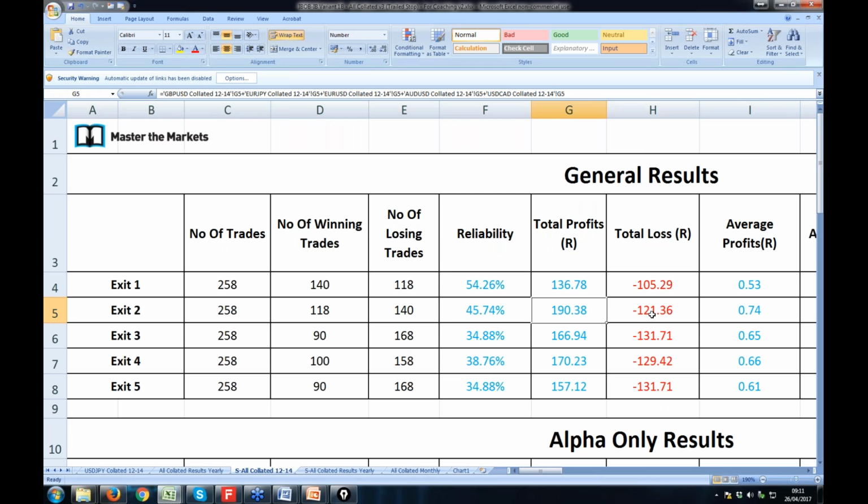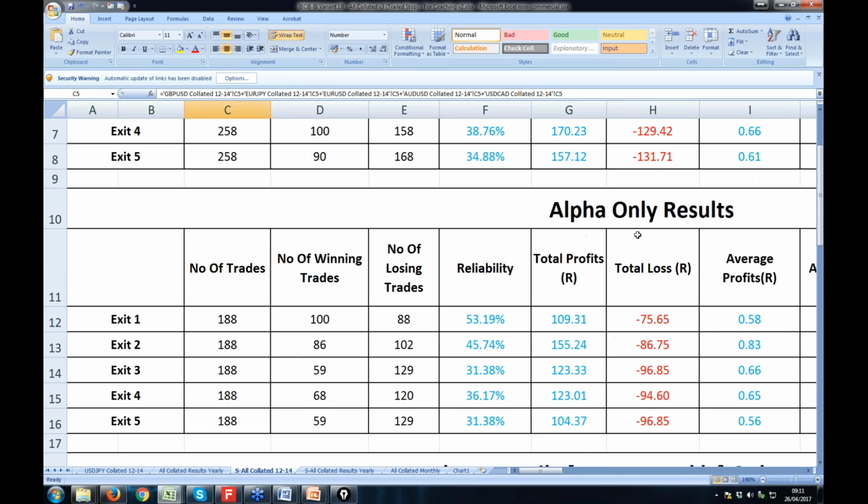But ideally, in the trading space, what we want to do is minimize the amount of trades we're taking, because the more trades we take, the more fees we pay, the more chances there are of making a mistake, the more slippage we can get, etc., etc. So what we did is we introduced the alpha filter.